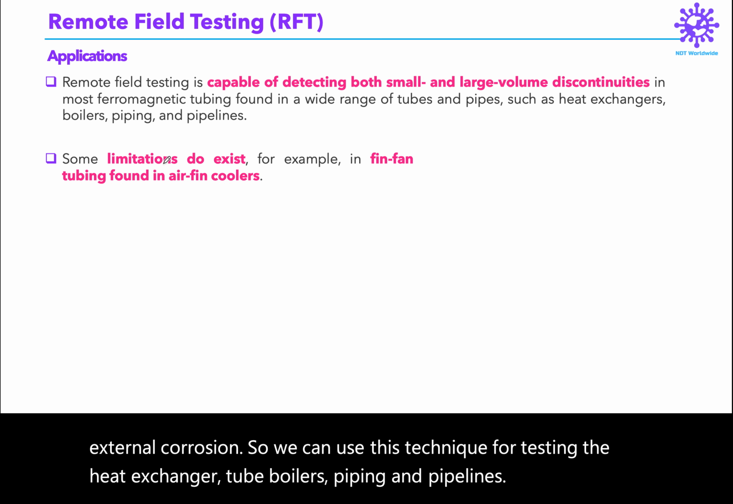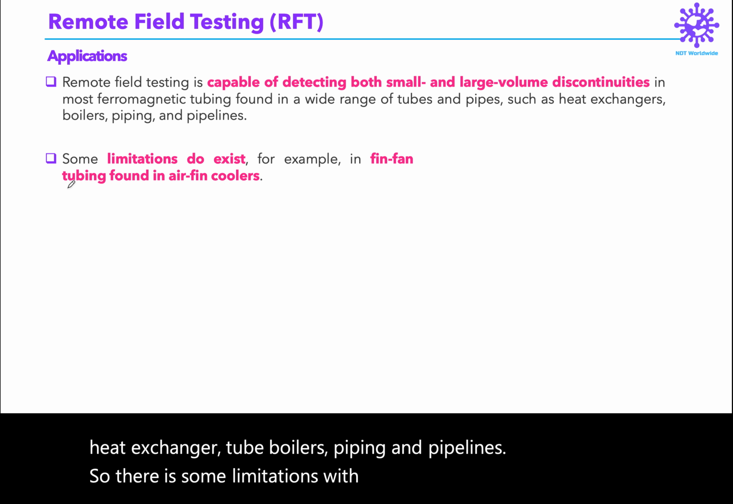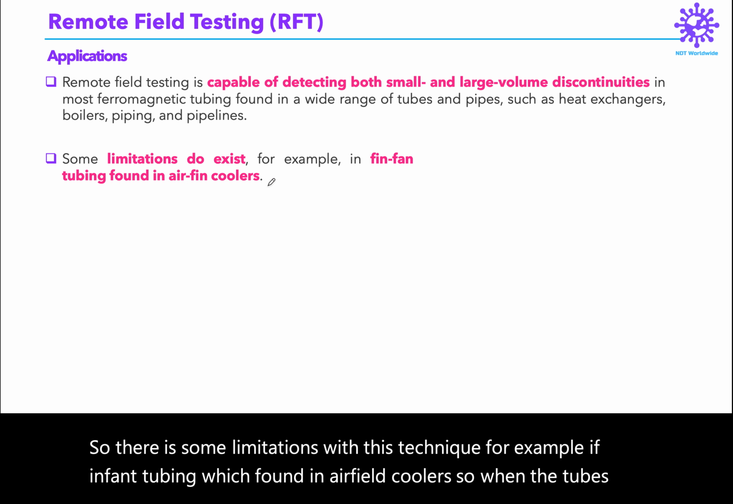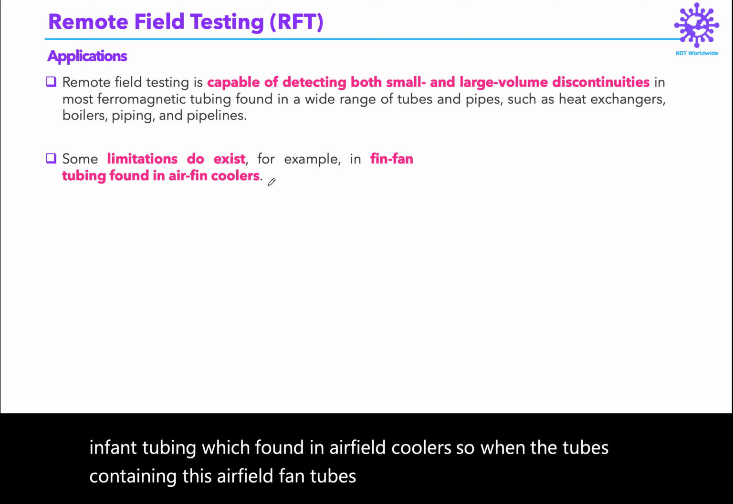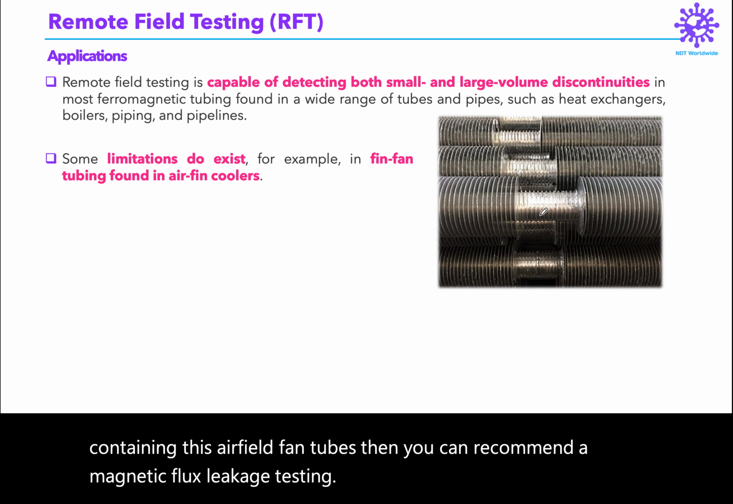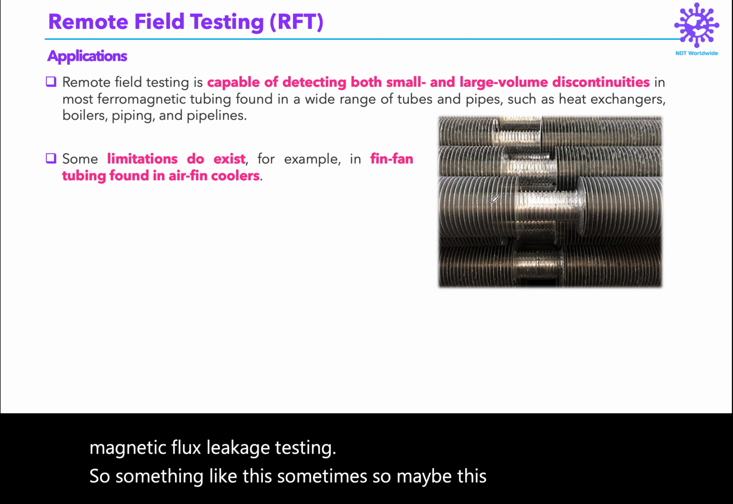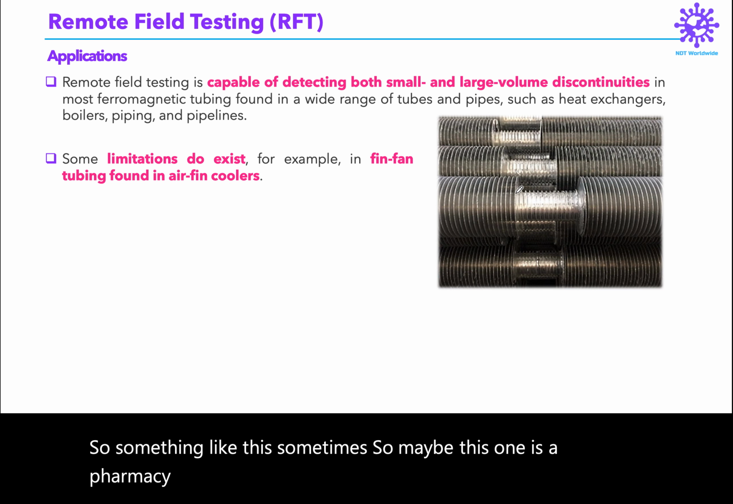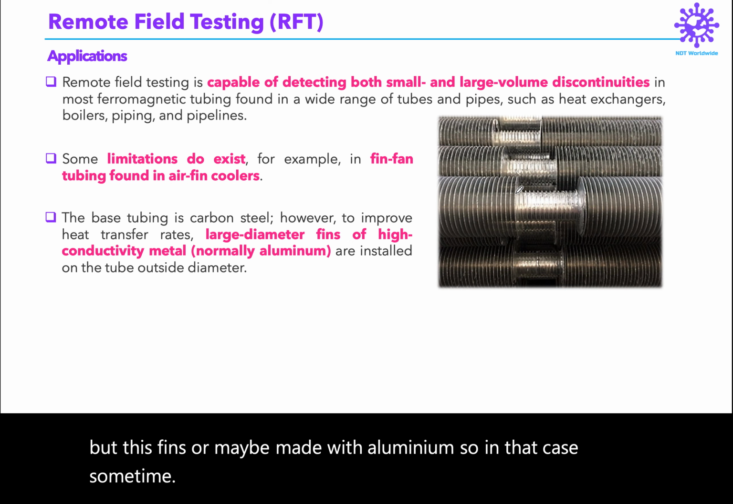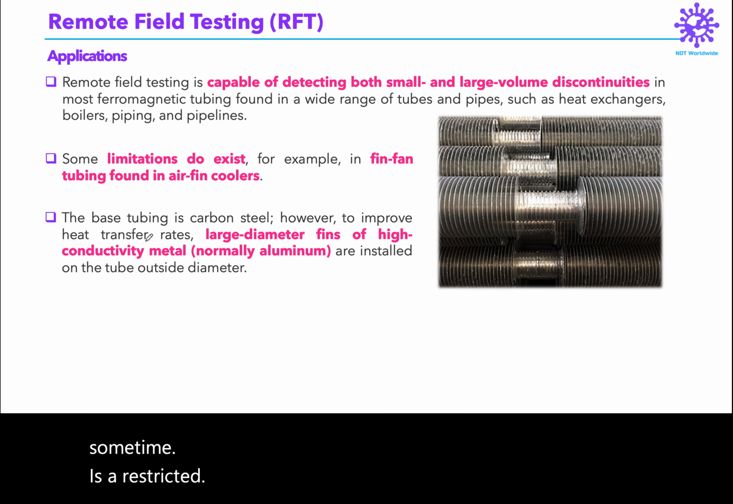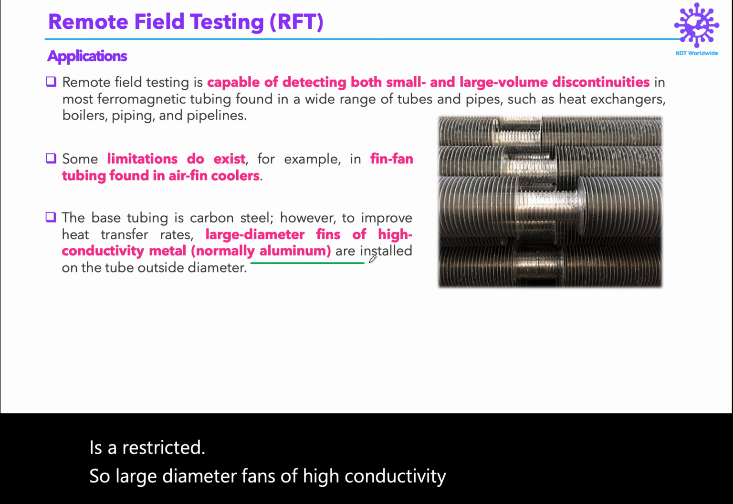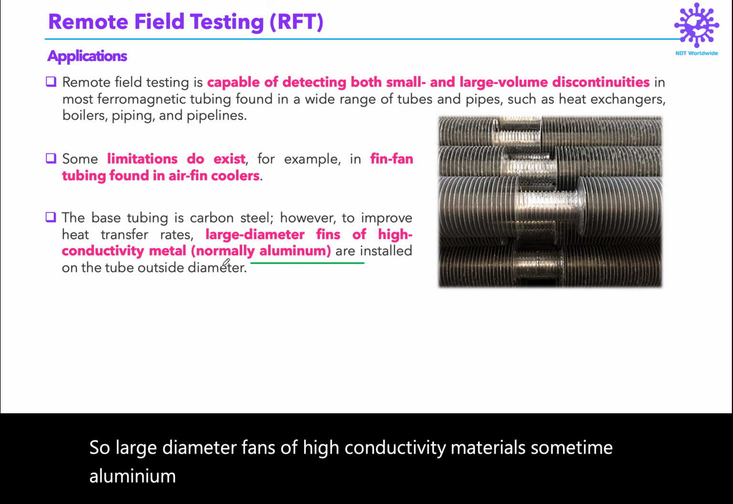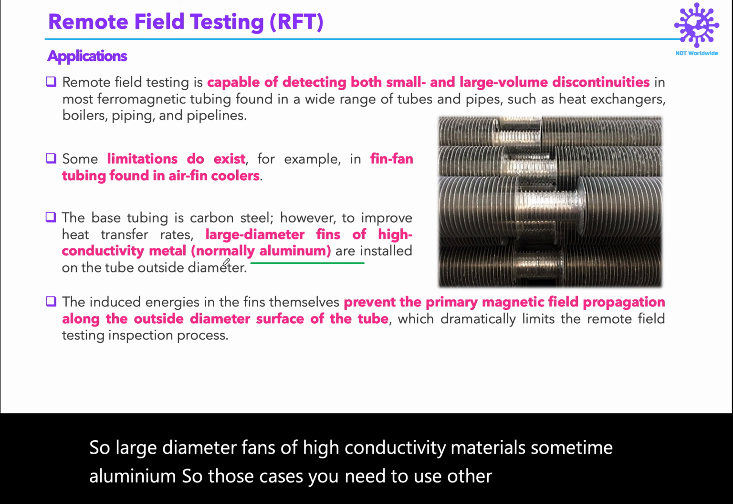There are some limitations with this technique. For example, fin fan tubing, which is found in air fin coolers. When the tubes contain these air fin fan tubes, then you can recommend magnetic flux leakage testing. Sometimes this one may be carbon steel, but these fins may be made with aluminium. In that case, sometimes it is restricted. Large diameter fins of high conductivity material, sometimes aluminium. In those cases you need to use another technique like MFL.